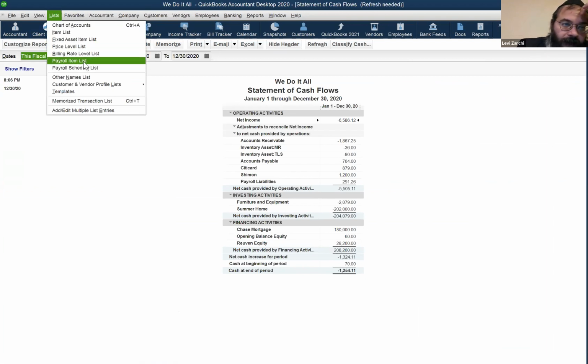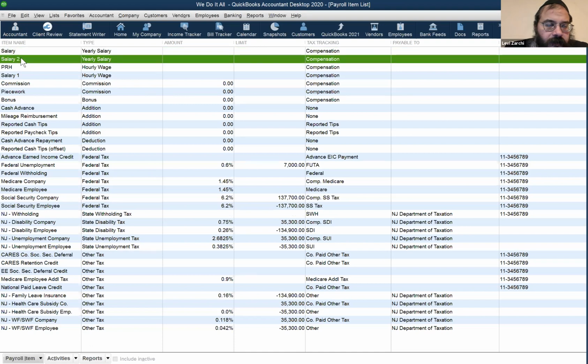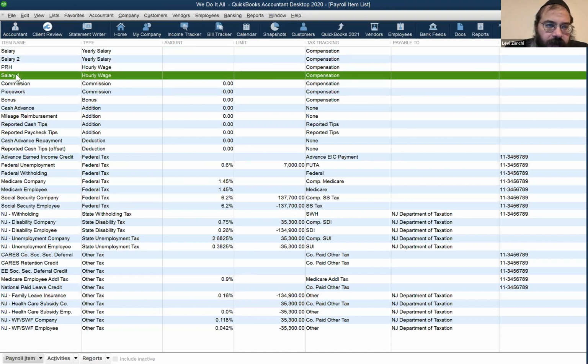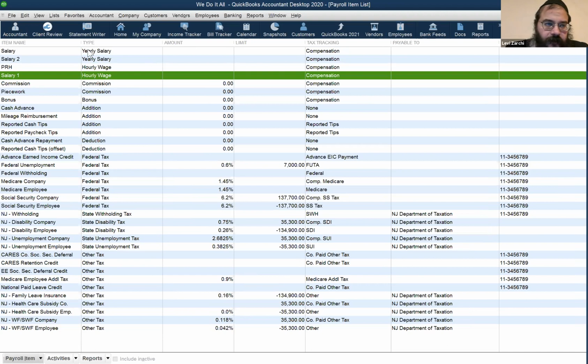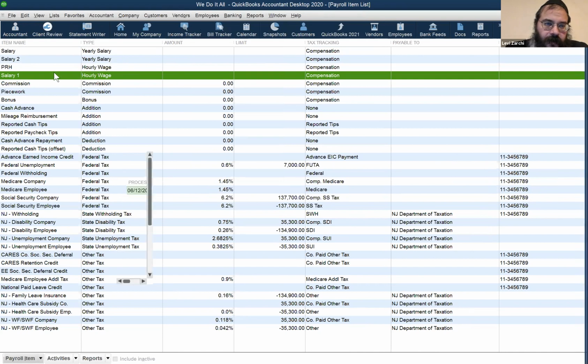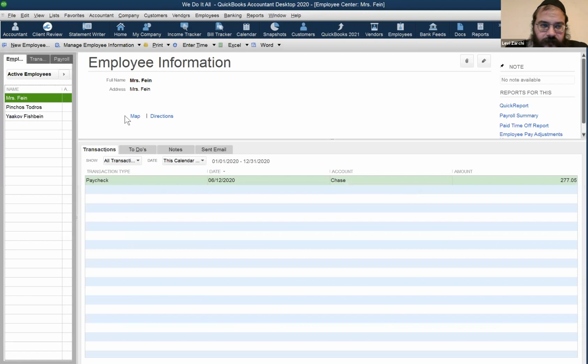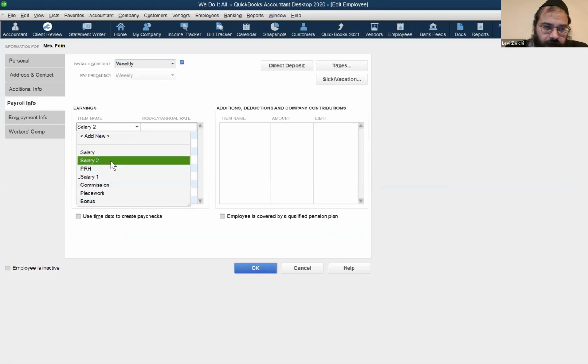We also had the payroll item list, which has many options here. Salary two. Actually, I wanted to edit the salary two compensation, salary one compensation, as an hourly wage. That was correct. So if I had gone back, again, we know how to create payroll items. We go to the employee center, and for example, Mrs. Fine, which we had last time, we had created salary two, which was really an annual thing. I went back. We created salary one.